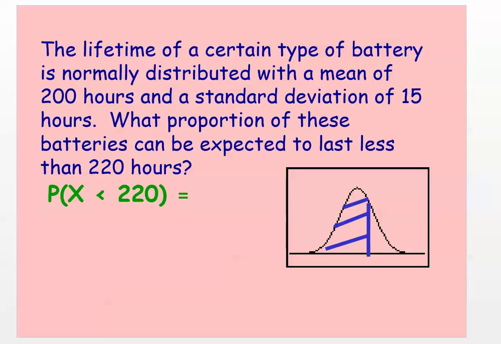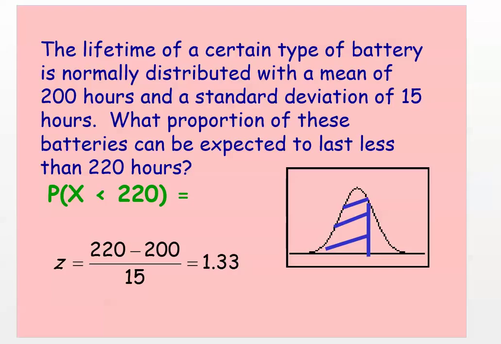Then we're going to find the z-score. So the observed is 220, the expected is 200, and the standard deviation is 15. So we calculate that to be about 1.33.